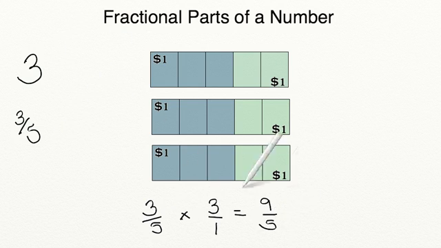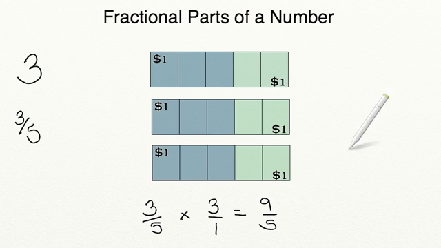Now let's look at our work. 3 times 3 equals 9, and 5 times 1 equals 5. So that worked out. So what exactly is 9/5 of a dollar? Sometimes, when you're trying to find the fractional part of a number, you won't always get a whole number like we got on our last screen. Sometimes you'll end up with a fraction.